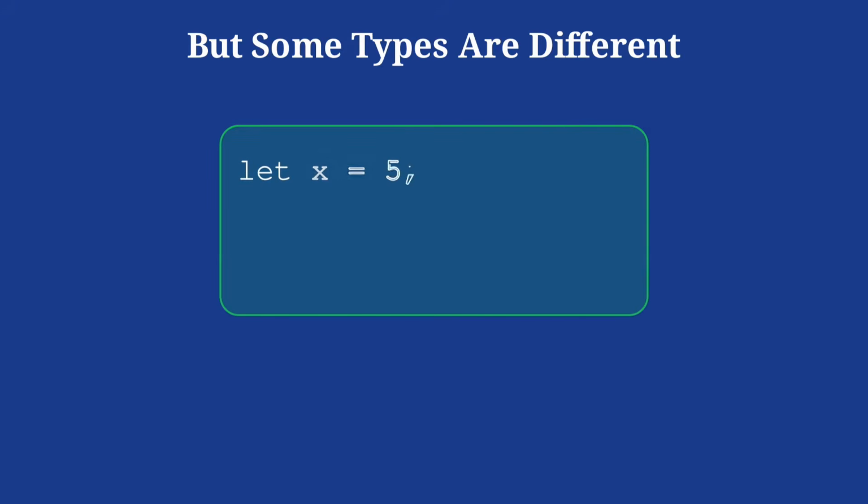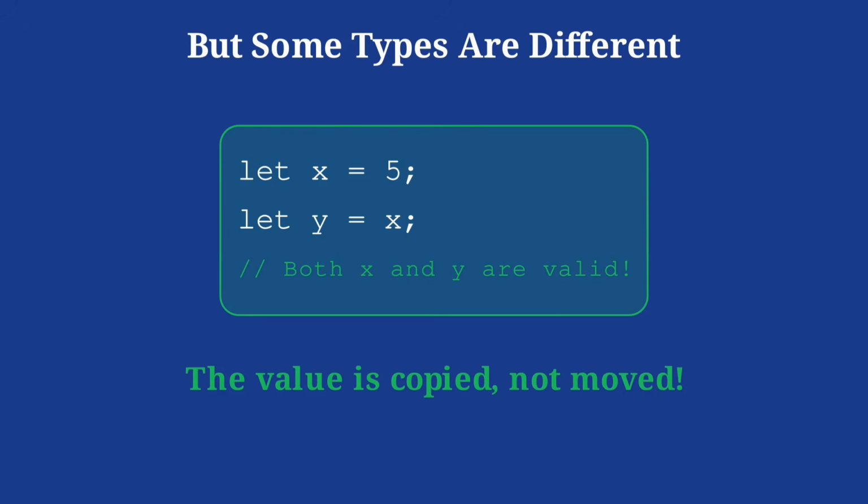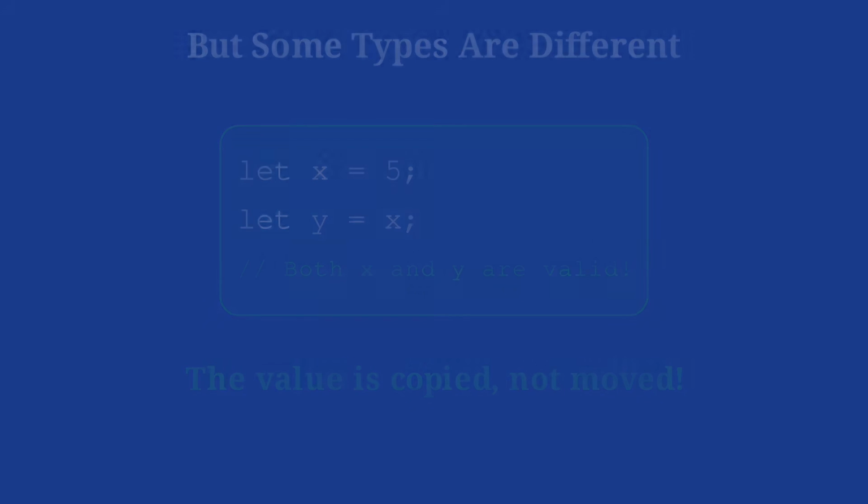We create a variable x with the value 5, then assign x to a new variable y. And here's the surprising part, both x and y are still valid. We can use both of them. The value wasn't moved, it was copied. This seems to break the rules we just learned, but there's a good reason for this behavior.